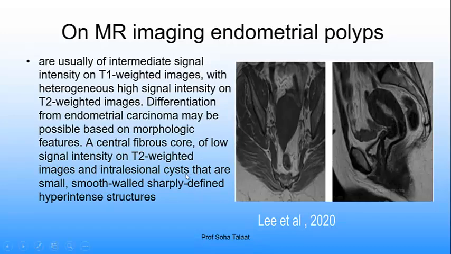What is the appearance of endometrial polyps on MRI? The endometrial polyps are usually of intermediate signal intensity on T1 with heterogeneous high signal in T2, and sometimes we could see cystic changes. This is a polyp, so it is high signal on T2, not low signal as the carcinoma. We can differentiate from endometrial carcinoma based on the morphological features, even if it is a small cancer. A central fibrous core of low signal on T2 and intralesional cysts, a smooth, well-delineated structure, all this is with endometrial polyp rather than endometrial carcinoma.